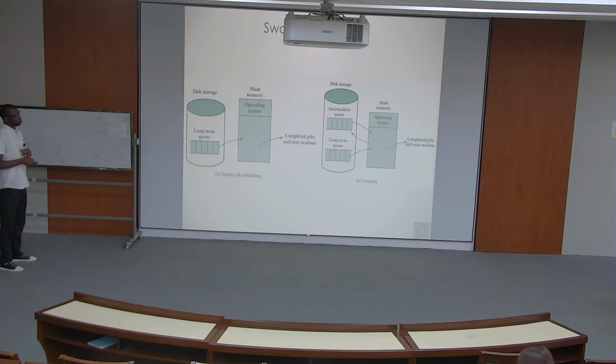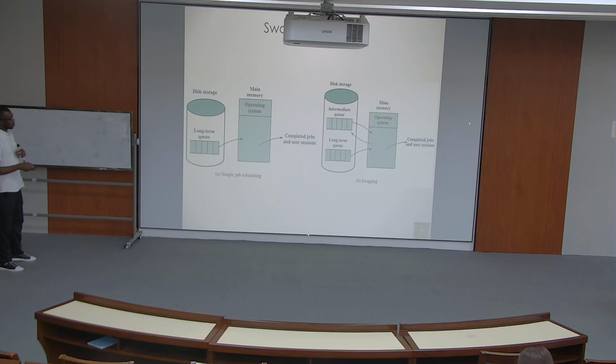So to solve this issue, we have the swapping method. If the processor found out a big number of the processes are not in ready state, those processes are needed to be moved out, swapped out from the random access memory to the disk storage, either into the intermediate queue, then bring new processes from the intermediate queue or from the long-term queue. Then the processor will have more processes which are in ready state.